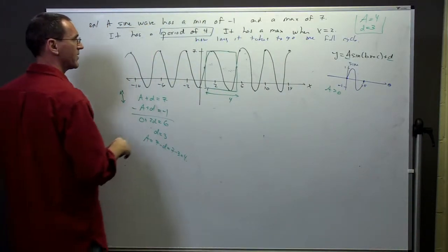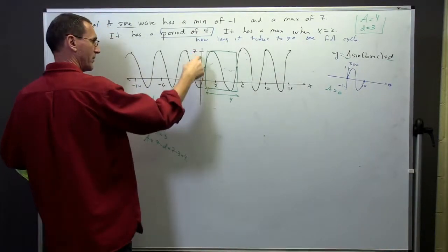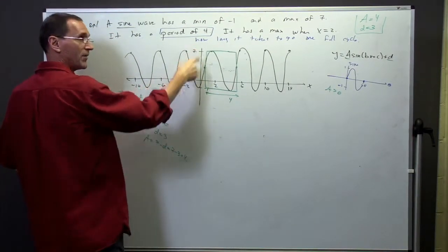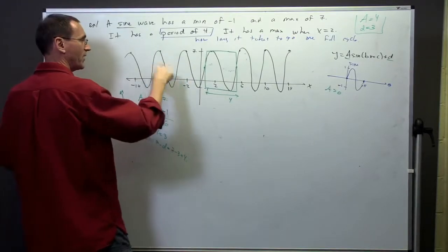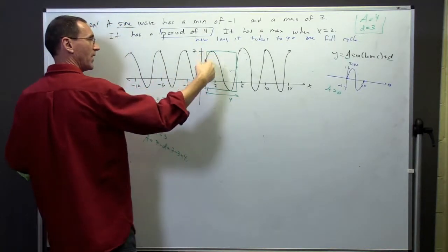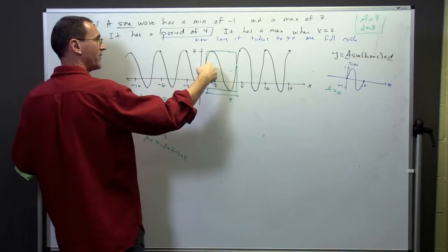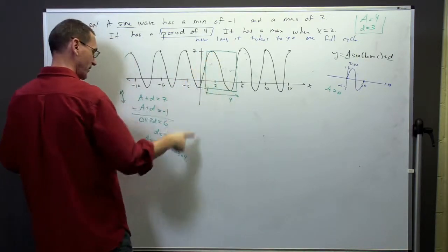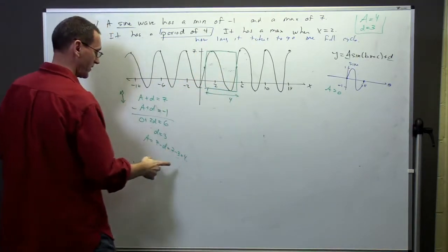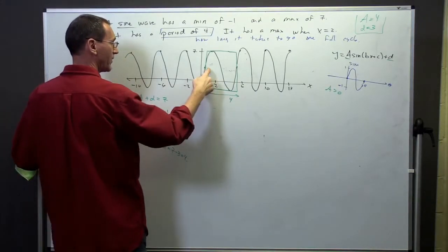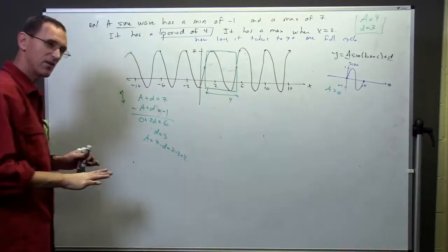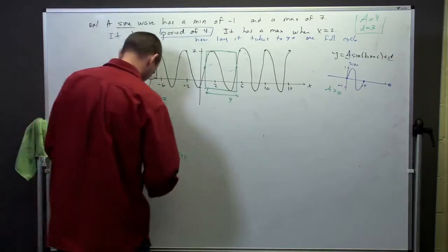Does that make sense? So this has a difference of 8 from top to bottom, and I know I'm going to have to go up half that distance from the middle, so that's going to be 4. That makes sense. And should it be 3? 3 plus 4 is 7. Okay, so I feel good about that.